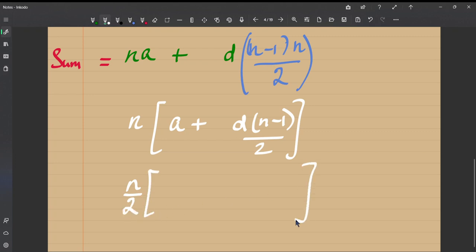And since I'm taking a half common, what times a half would give me a? So 2 times a half would give me a. So that will be the coefficient of a, plus, and we do have a half there, so this will be just d into n minus 1.